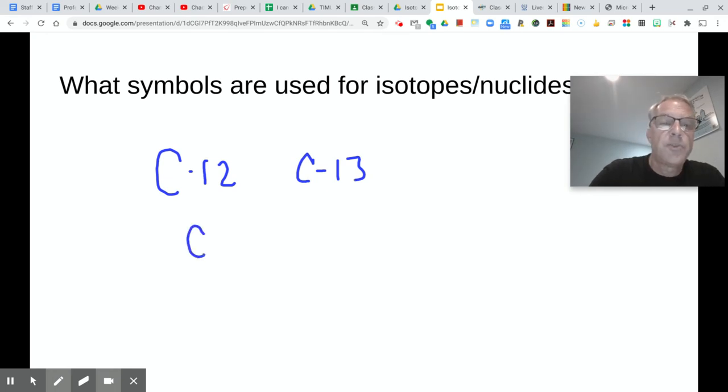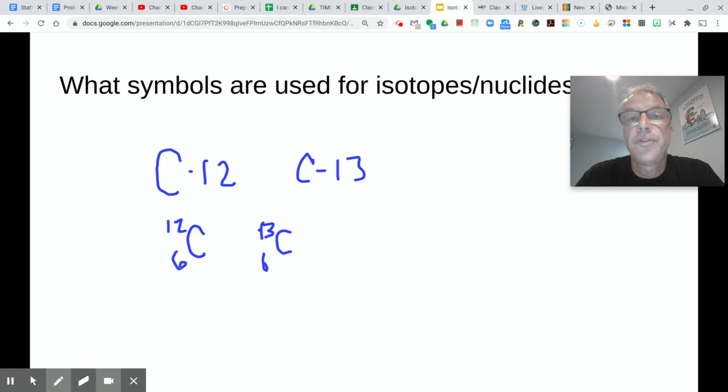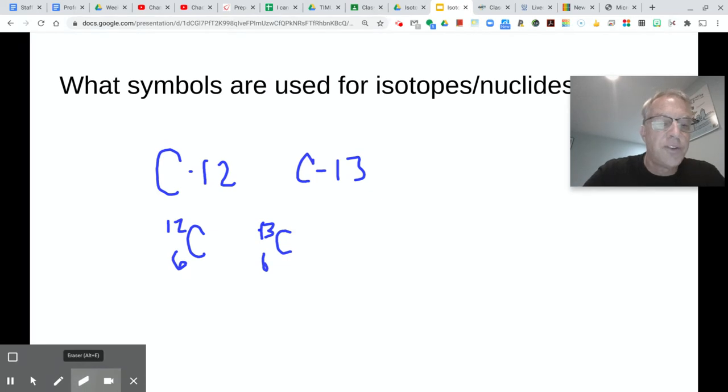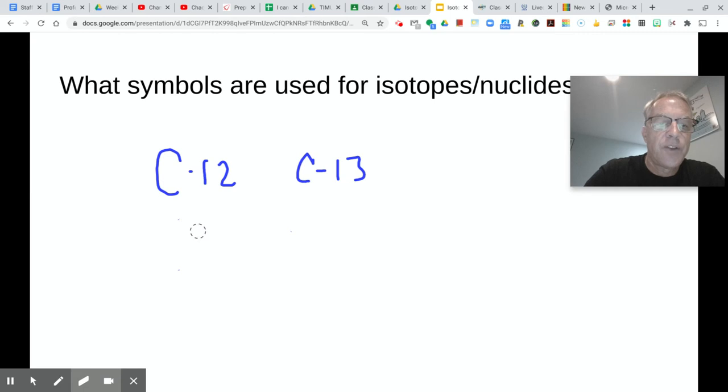The other way to write it is where people give us a little bit more information. So they still have the atomic mass number in the upper left-hand corner, and they're kind enough to put the atomic number in the bottom left corner. So these are 2 ways that you can see symbols for isotopes written. Okay, so we're going to erase that and go on to the next one.